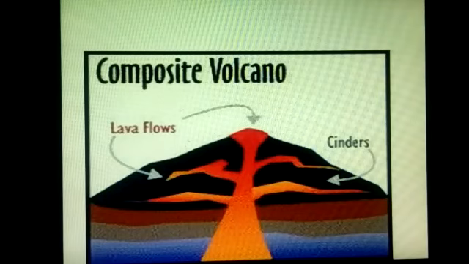Composite volcano. Composite volcano, as the name implies, consists of alternate layers of lava, cinder and ash, and is also called stratovolcano. Here in this picture you can see the layers of lava and cinder. An example of this kind of volcano is St. Helens.